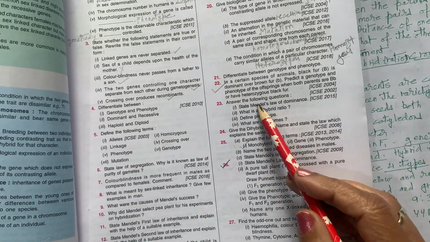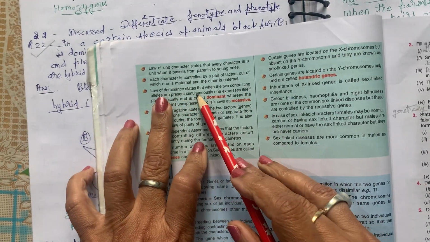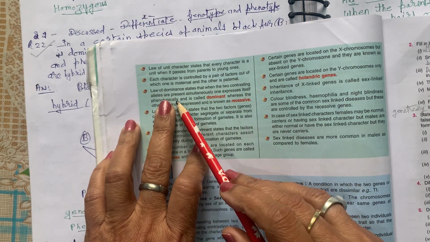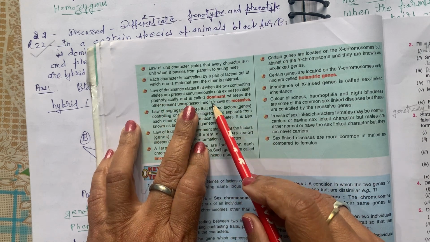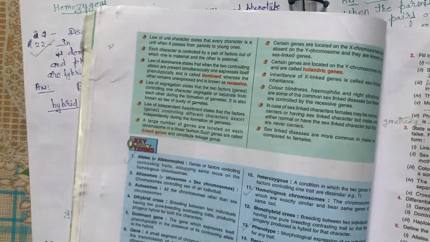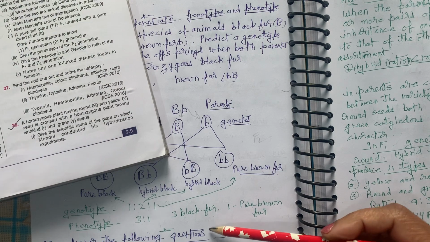State Mendel's law of dominance. You know it very well. According to the law of dominance, when two contrasting alleles are present, one expresses itself phenotypically and is called dominant, whereas the other remains unexpressed and is known as the recessive character. Law of dominance.